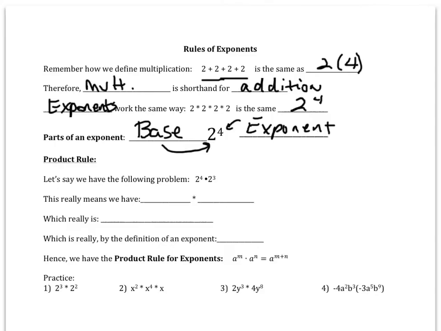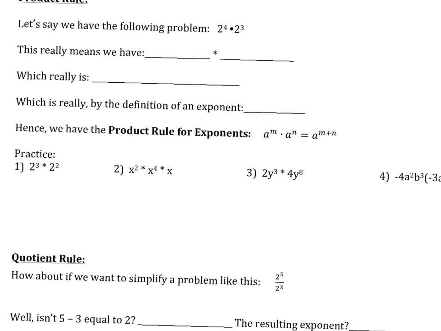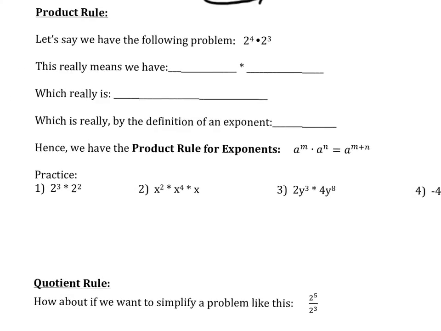Now we can talk about what we call the product rule. Let's say we have the problem 2 to the 4th times 2 cubed. That means we have 4 2's multiplied together, 2 times 2 times 2 times 2. And then we have 3 2's multiplied together, 2 times 2 times 2. And those 4 2's are multiplied by the 3 2's. So what we really have is 2 to the 7th power, because we have 7 2's total multiplied together.